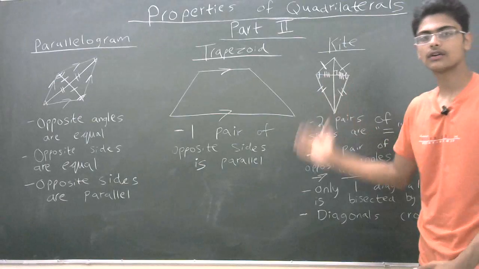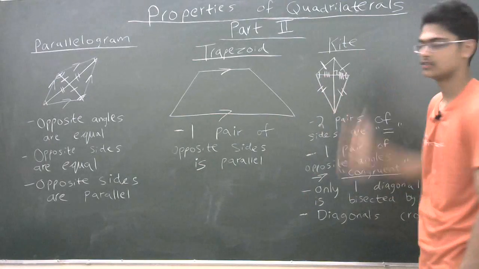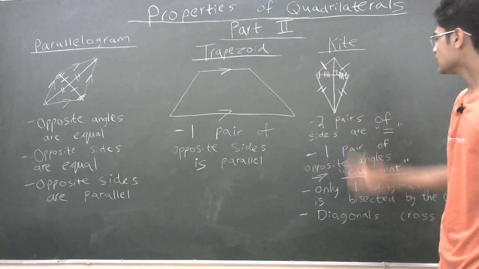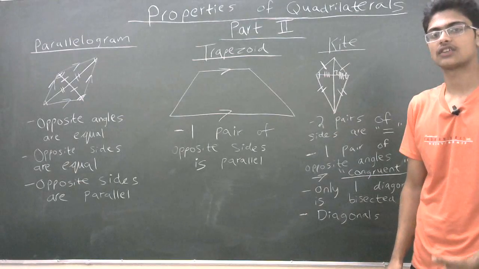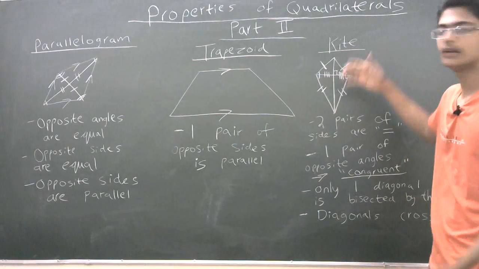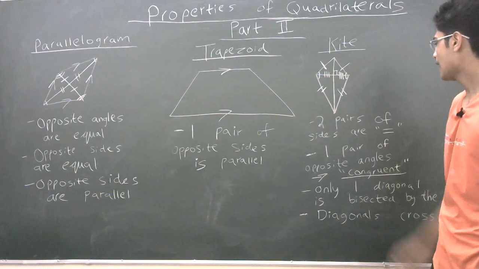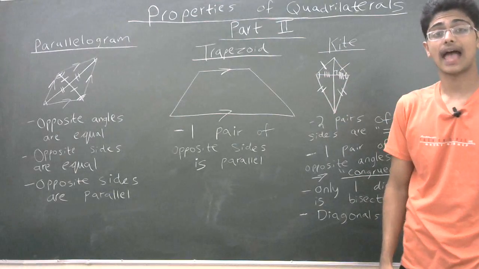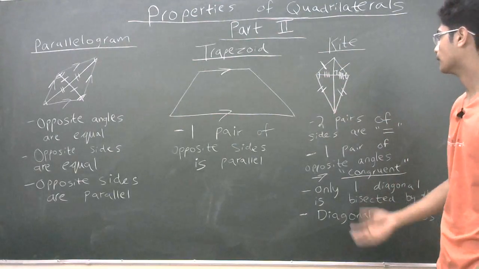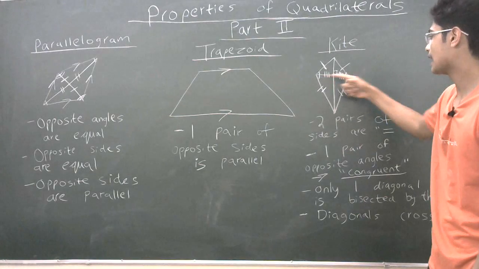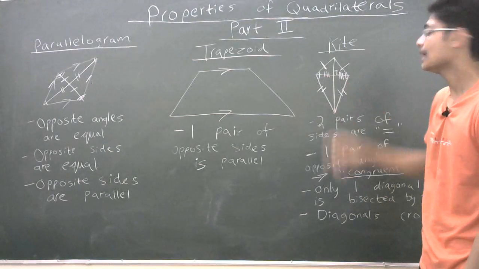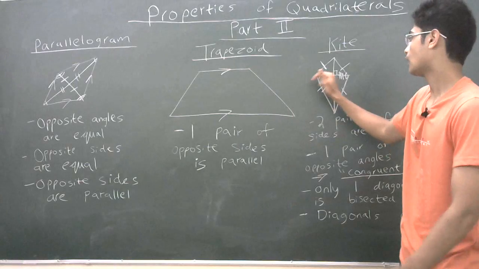And then moving on to the third one, we have a kite, as you can see here. So the kite has two pairs of sides that are equal in length. So here you would say that this side and this side are equal, and this side and this side. And then one pair of opposite angles is congruent. So here you could say that this angle and this angle are congruent. Which, if you're given this, you obviously know that.